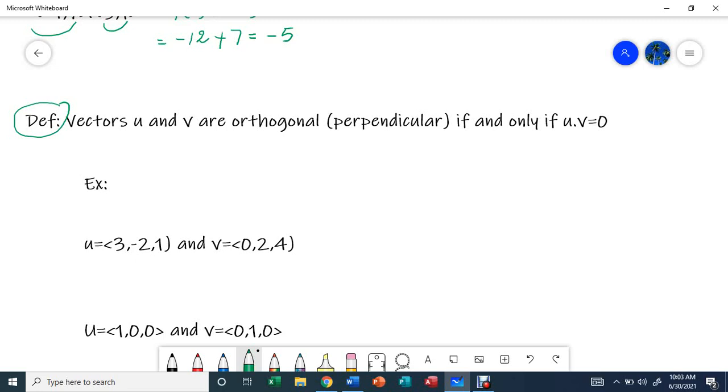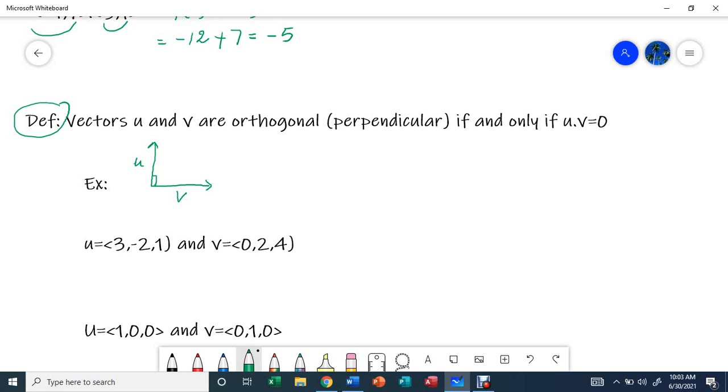So if I have two vectors u and v, this is u, this is v, and they are perpendicular to each other, so the angle between these two vectors is 90 degrees. Then when you do the dot product u dot v, you get 0. To prove that two vectors are perpendicular, you just need to prove that their dot product is equal to 0. Let's look at this example here.